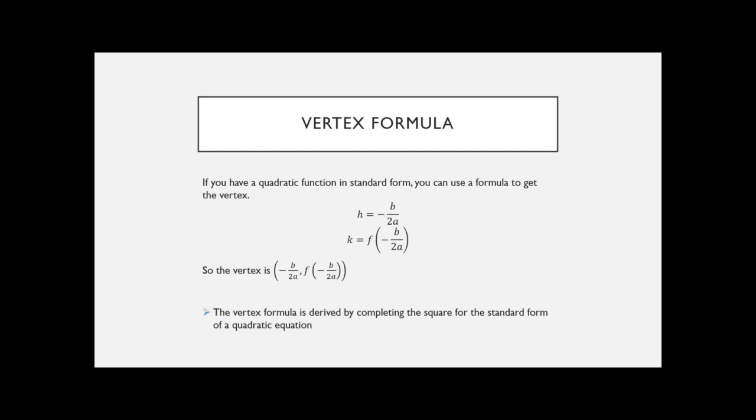And then to get the y value of the vertex, this is the x value and the y value. You plug your value in, so this is basically just f of h. You just plug your x value into the equation and get the y value out. And so you find your x value, negative b over 2a, plug it into the equation, and then this gives you an ordered pair, and that's the vertex.